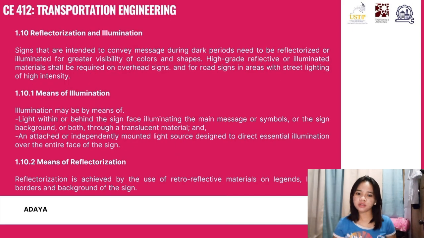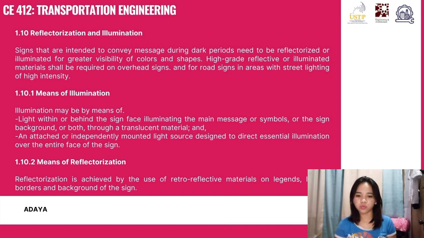In 1.10, the reflectorization and illumination. Signs that are intended to convey messages during dark periods need to be reflectorized or illuminated for greater visibility of colors and shapes. High-grade reflective or illuminated materials shall be required on overhead signs and for road signs in areas with street lighting or high intensity. It means that signs that need to be seen at night should either glow or reflect light so drivers can spot them clearly, especially on big overhead signs or in areas with bright street lights.